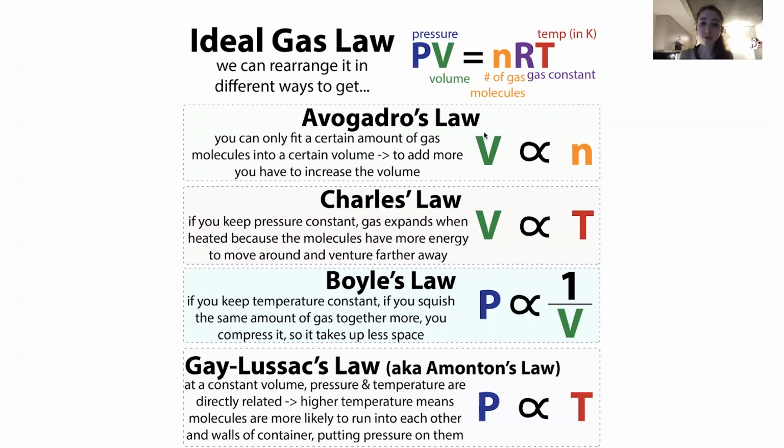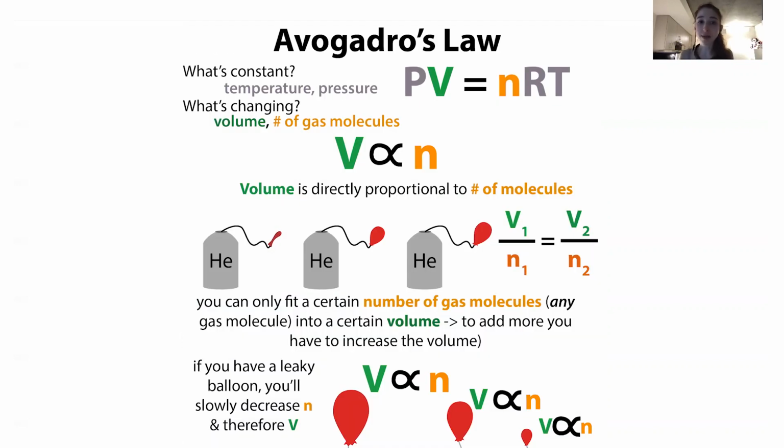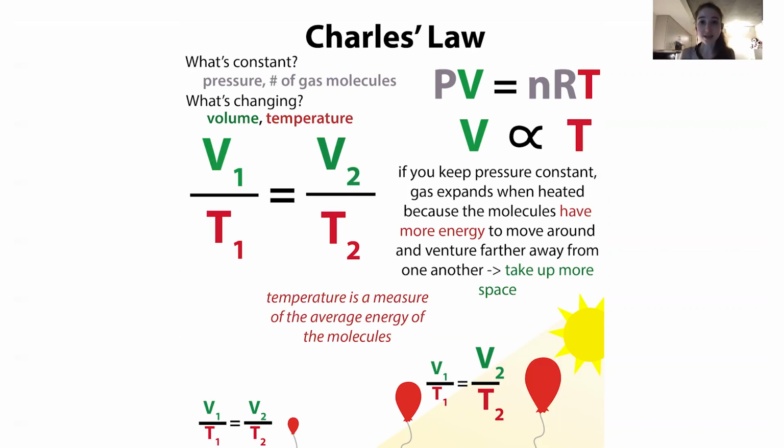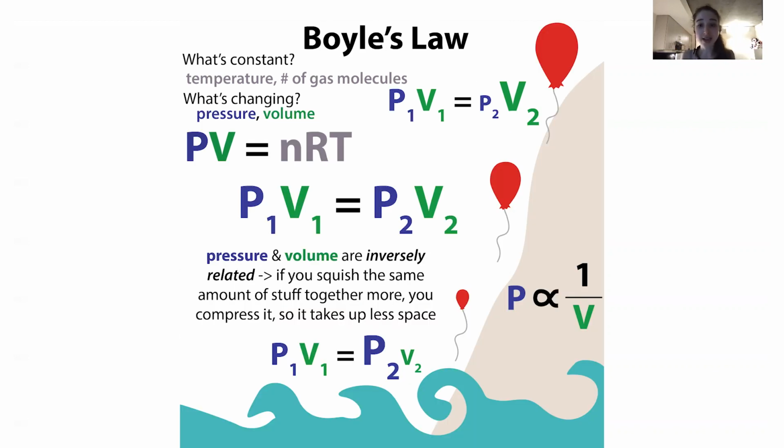So for example, Avogadro's law is when we rearrange it and say, okay, if we add more gas molecules, they're going to increase the volume, so they're going to take up more space. Charles's law says, what if you increase the temperature? Then you're going to increase the volume. Boyle's law says if we increase the pressure, we're going to decrease the volume, so we're squishing these gas molecules closer together so they take up less space.